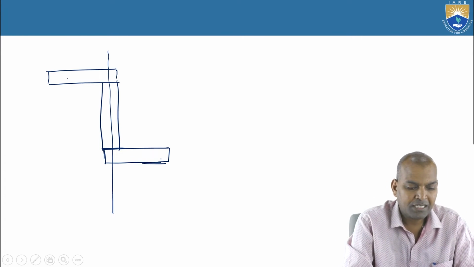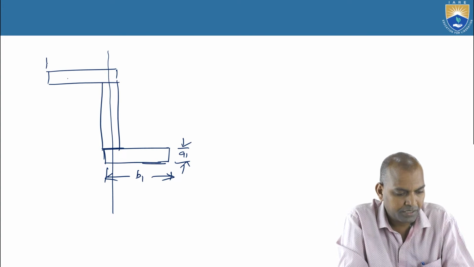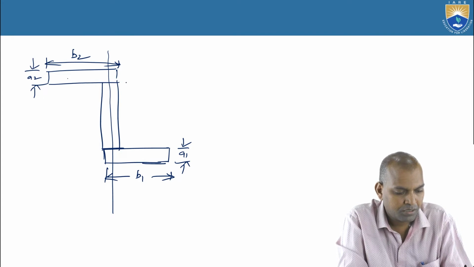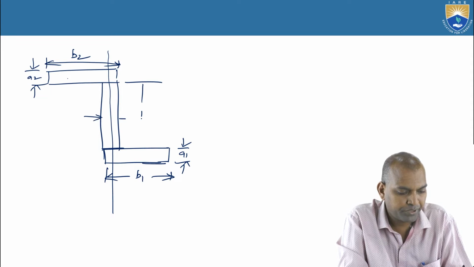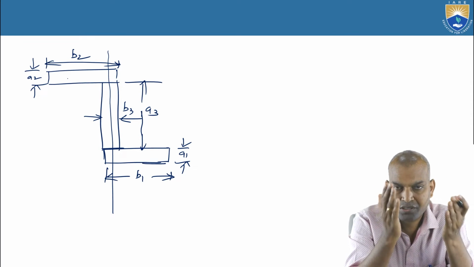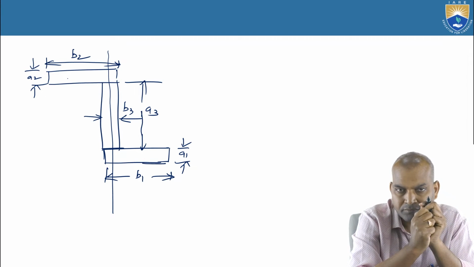It is not equally connected because the length here is B1, and here it is A1, and here it is B2, and here it is A2, and B3 and A3. If you fold about the vertical y-axis, it is not the same equal geometry.